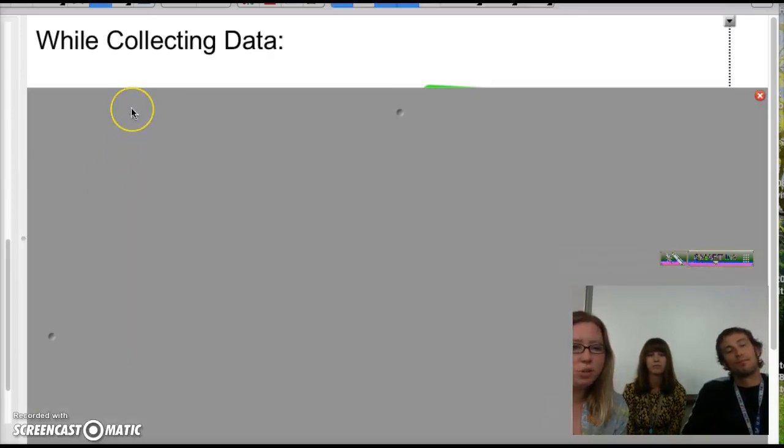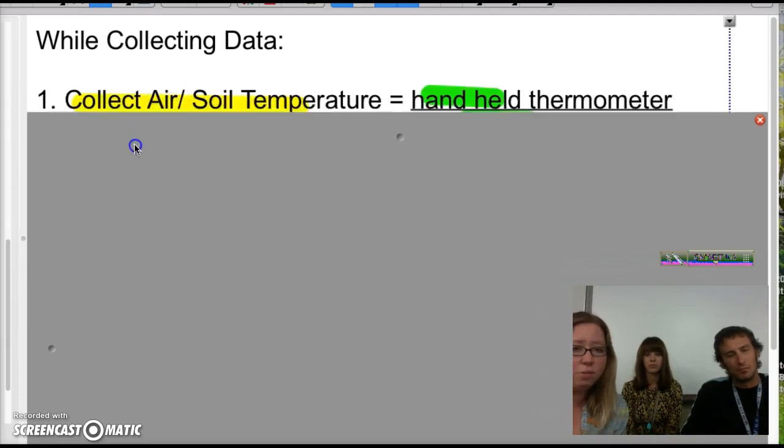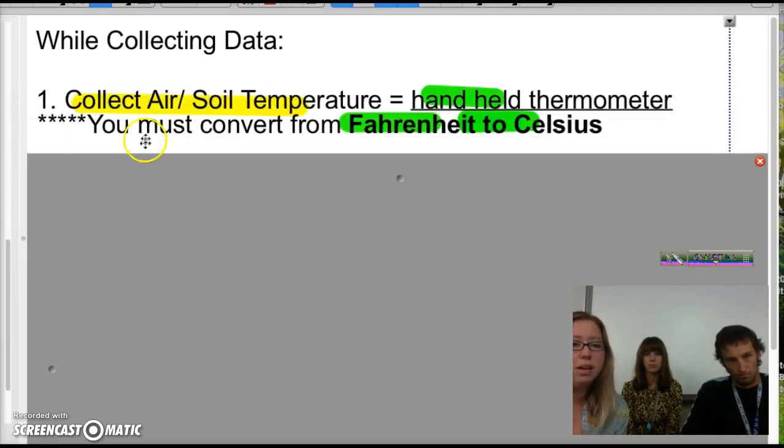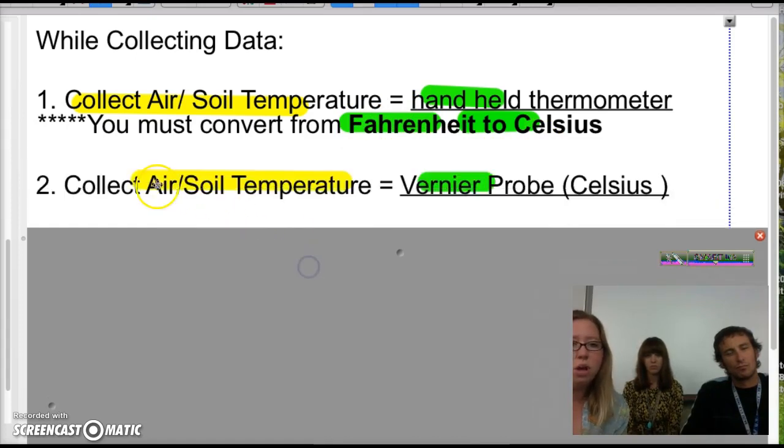So in a nutshell, we want you to write down the different equipment observations you'll collect. We're collecting quantitative information. So we're going to collect the air temperature and the soil temperature using 2 devices, the handheld thermometer and also the LabQuest Vernier thermometer. The handheld thermometer is in Fahrenheit, so we will be converting into Celsius, but the LabQuest Vernier will be automatic in Celsius. We will also collect the temperature of the air and the soil using the Vernier probe.